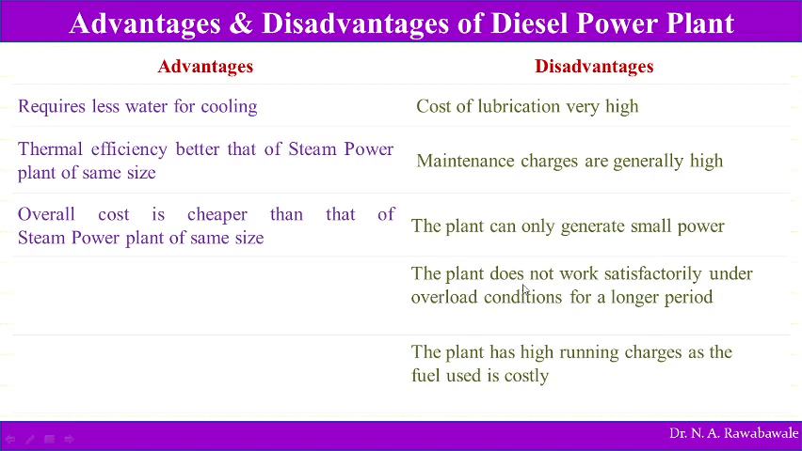Then the plant does not work satisfactorily under overload conditions for a longer period. So if the load increases beyond the capacity, then this diesel power plant does not work in overload conditions for a longer duration. It can work for a shorter duration, but for a longer duration it does not work satisfactorily under overload conditions. Then the plant has high running charges as the fuel is costly. The fuel used in this diesel power plant is diesel, and the cost of diesel is very high compared to the coal which is used in a thermal power plant. So these are the few disadvantages of the diesel power plant.